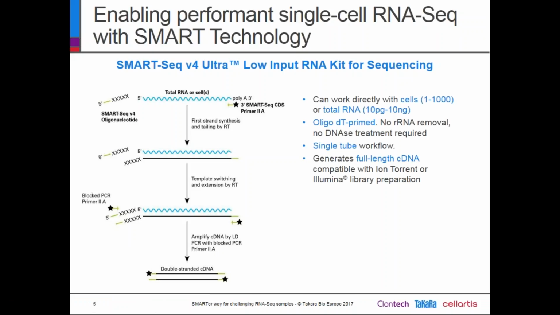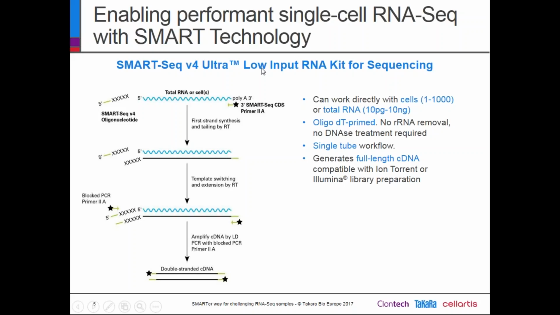So basically what this is allowing us is, first, we will be able to work directly with cells because it's a very sensitive technology. And of course, if you have purified RNA, you can also use it. So the input of this kit is 1 to 1000 cells or 10 picogram to 10 nanogram total RNA.